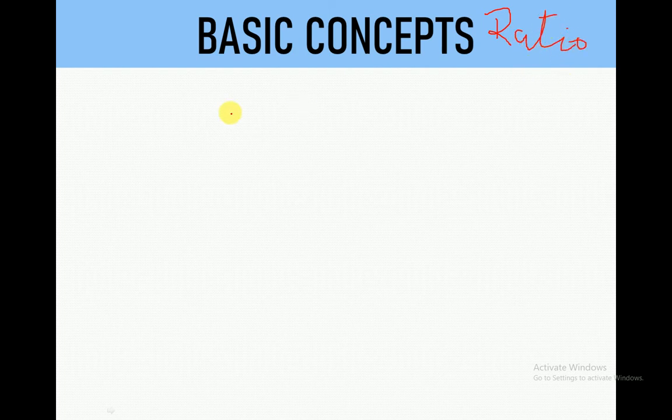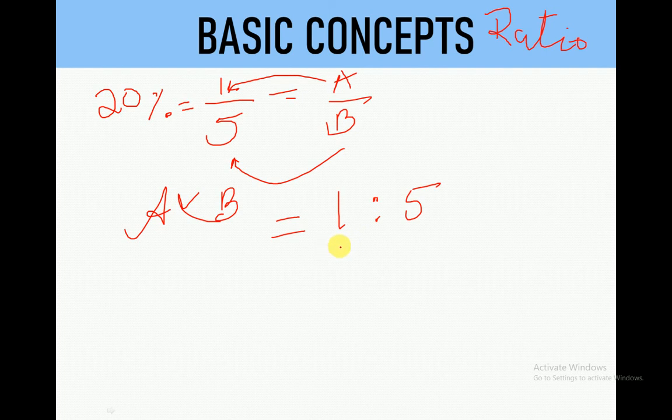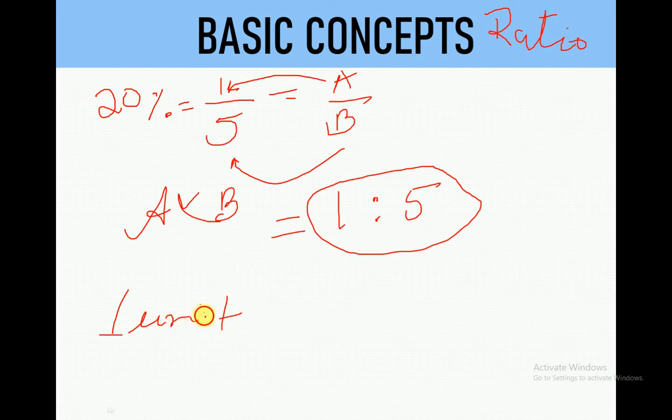Ratio and fractions have a direct relation. Suppose I say 20%. 20% in fraction is 1/5. So if you say A is 1 and B is 5, then we can say that A and B are in ratio 1:5. When a ratio is given, please do not consider these as values. These are always in units: 1 unit, 5 units.